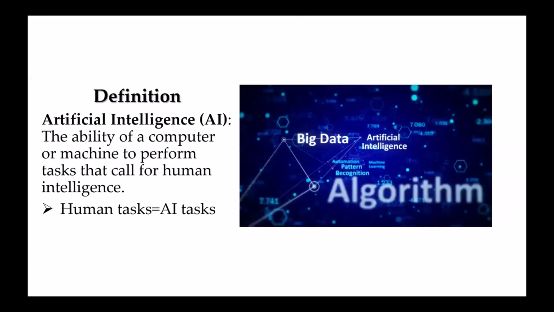So what is artificial intelligence? There are so many definitions, and I want to make sure it's in the easiest terms possible. AI is the ability of a computer or machine, so we can see a lot of different machines, the engineering part, a lot of robots, right, to perform what human tasks do. So that's what we use AI for. Human tasks equal AI tasks.